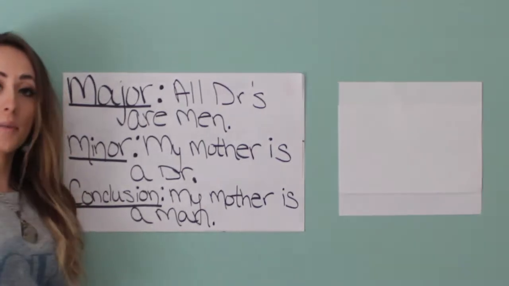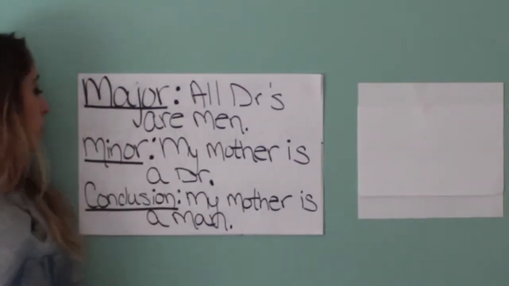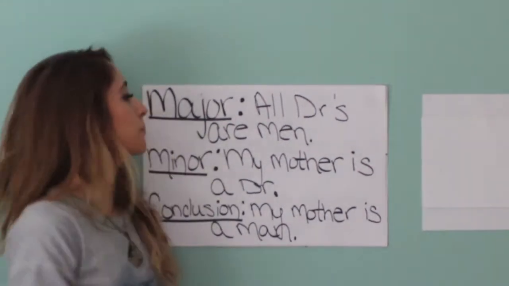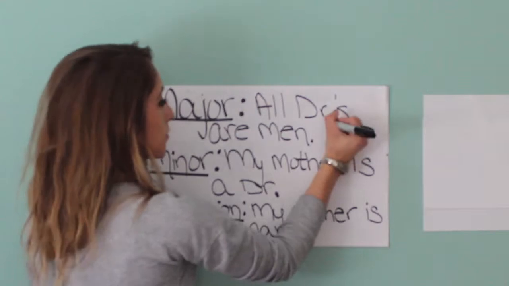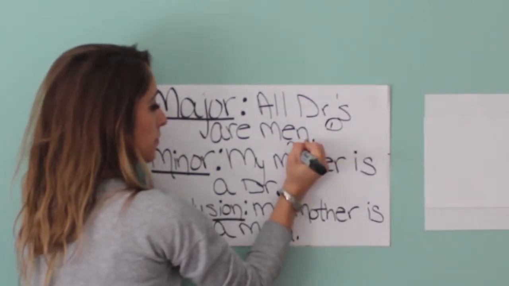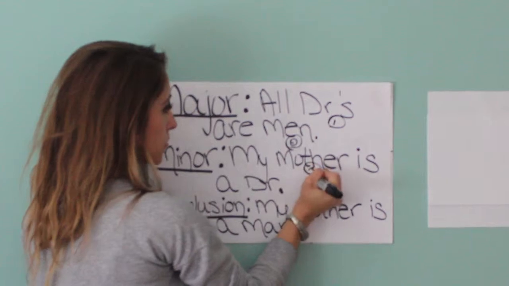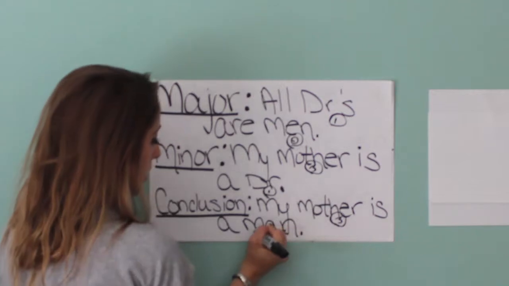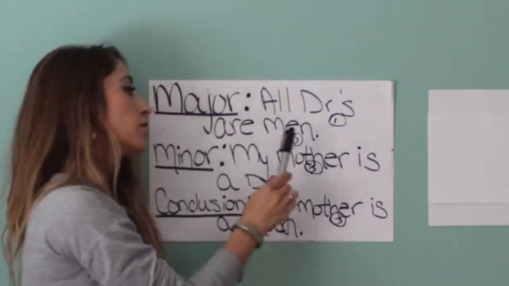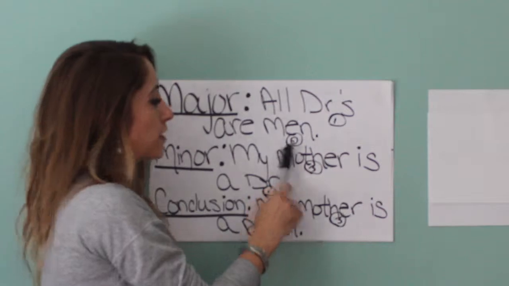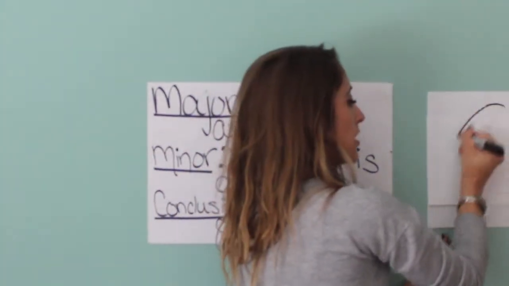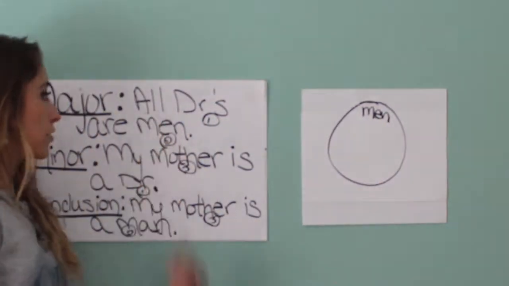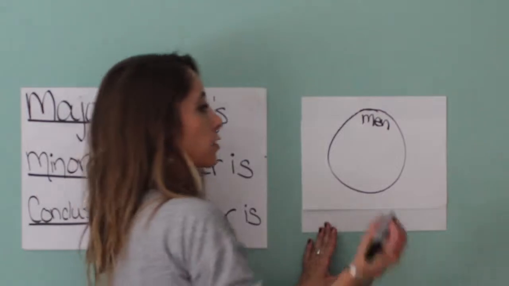Let's take a look at another example. The major premise is all doctors are men. The minor, my mother is a doctor, and the conclusion, my mother is a man. So we'll start by labeling. Doctors are 1, men is 2, mother is 3, doctors back to 1, mother is 3, and man is 2. Remember, we always start with the second phrase. So that's men, so I'm going to draw a circle that represents men. Now it says all doctors are men, so that means doctors has to go in the category of men.